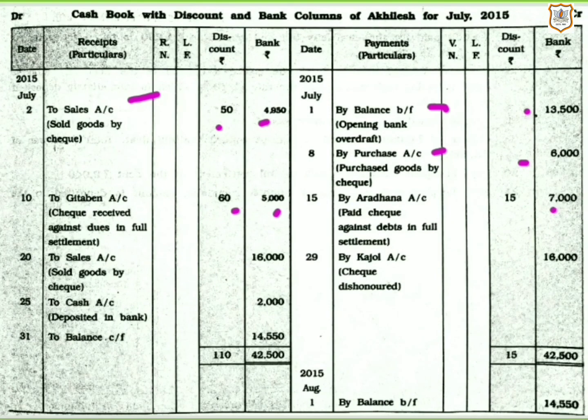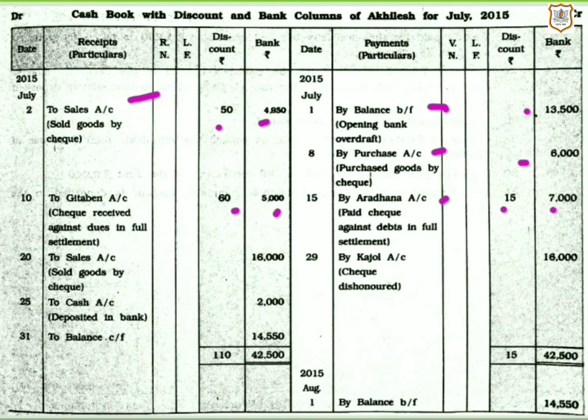Now to whom we are paying? We are paying to Aradhana. So here we will write by Aradhana account, and our payable was 7,015, but we are issuing check of rupees 7,000 only. That means here we have received allowance of rupees 15. So in discount column we will record rupees 15 as allowance received.